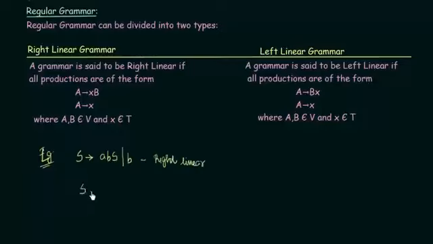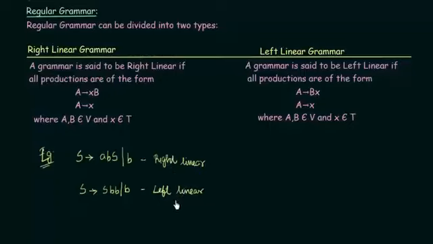Now if I have another grammar which has a production rule of the form S gives Sb and also b. Here b is the terminal symbol and S is a non-terminal symbol, and we see that the non-terminal symbol S lies to the left of the terminal symbol b. So this is a left linear grammar. This is how you identify right linear grammars and left linear grammars, and this is the difference between them.